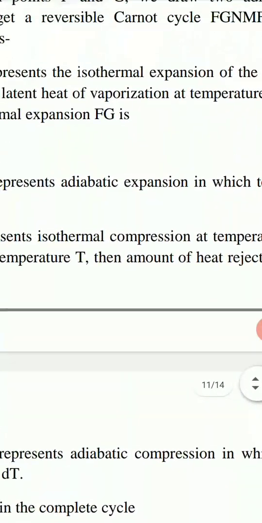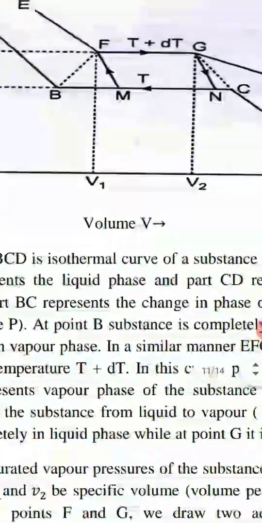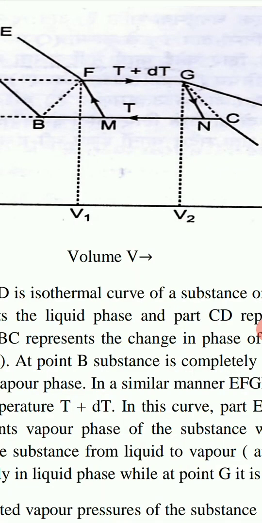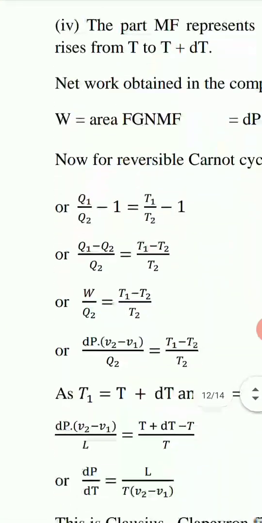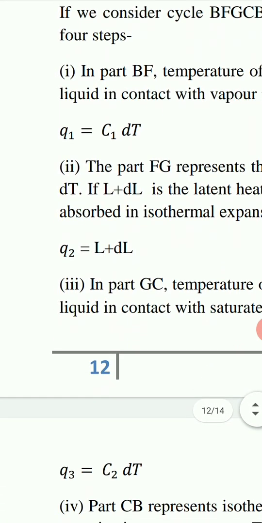In the second process, which is Fg, now heat absorbed will be equal to latent heat of vaporization as in the previous case, and it is equal to L plus dl. Now the state changes from liquid to gas, and heat absorbed will be latent heat of vaporization, and at temperature T plus dt we assume it as L plus dl. So in the second process Fg, heat absorbed Q2 will be L plus dl.